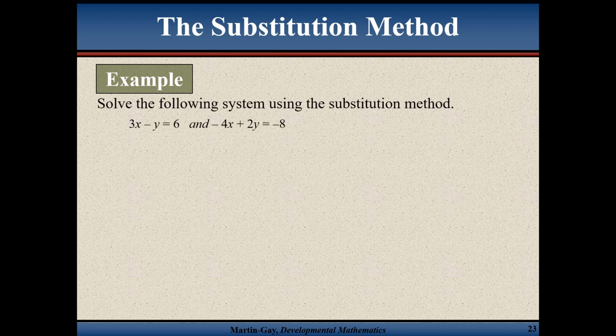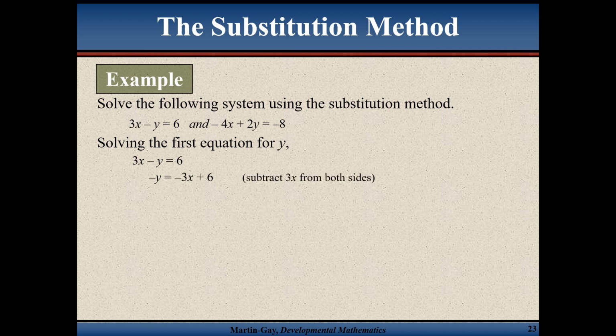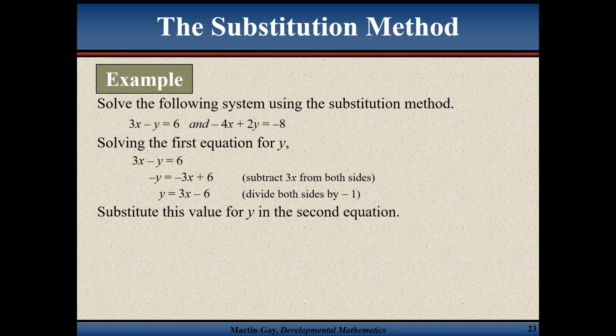So solve the following. So you have 3x minus y equals 6 and negative 4x plus 2y equals negative 8. So solve the first equation for y. So 3x minus y equals 6. So we're solving for y. So we subtract 3x from both sides. And then I divide both sides by negative 1.